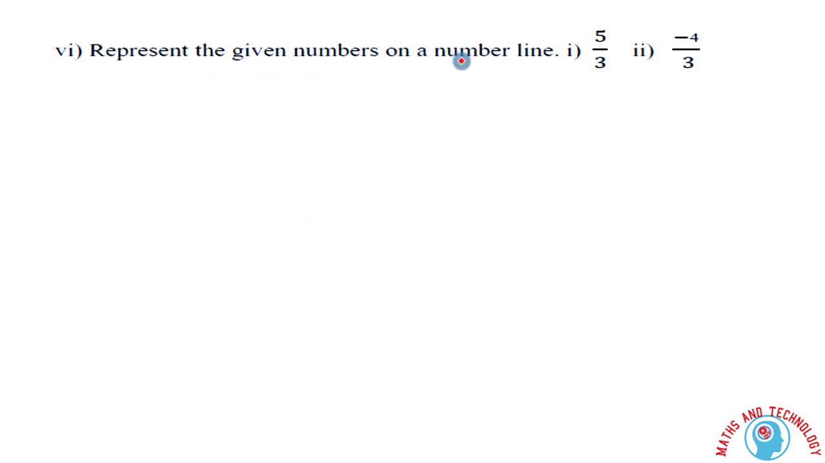Represent the given numbers on a number line. First 5 by 3, second minus 4 by 3. We draw a number line. This is a number line. Take here 0. Then on the right side take the points 1, 2, 3. And on the left side minus 1, minus 2, minus 3.